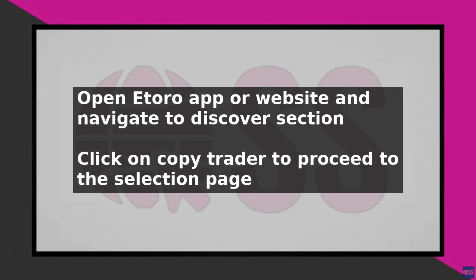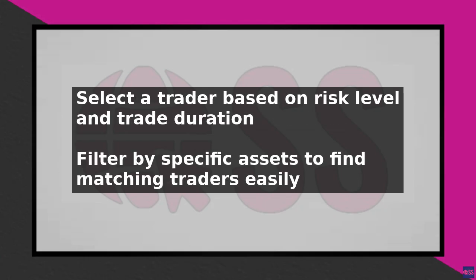To initiate copy trading on eToro, start by opening the eToro app or website, then navigate to the Discover section. From there, click on Copy Trader to proceed. This will direct you to a page where you can select a trader to copy based on your preferred risk level, such as low, medium, or high.